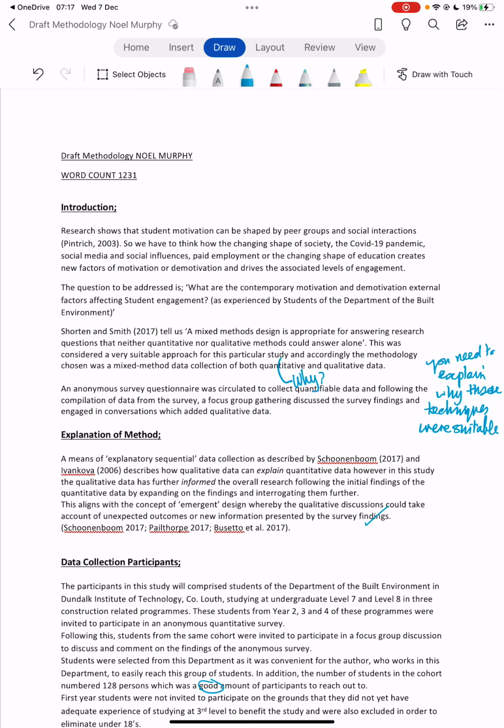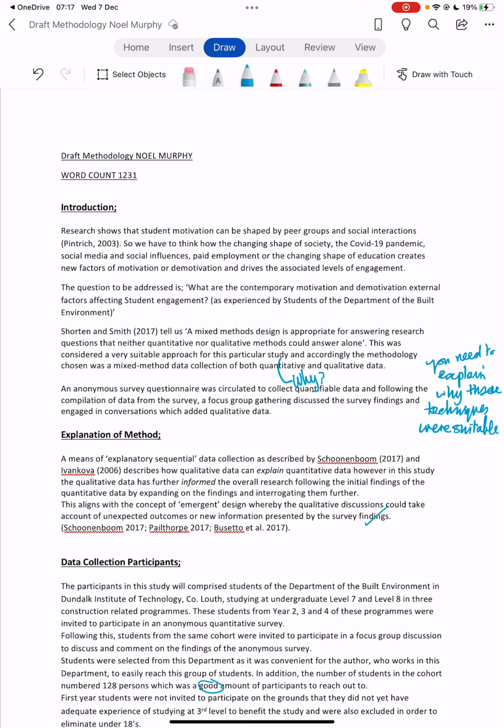And then you've mentioned that you collected both quantitative and qualitative data. So again, you need to explain why these particular techniques that you chose were suitable for this cohort. Why did you end up picking a questionnaire followed by a focus group? They are suitable, but you have to indicate that you understand why they're suitable, that you considered various options.